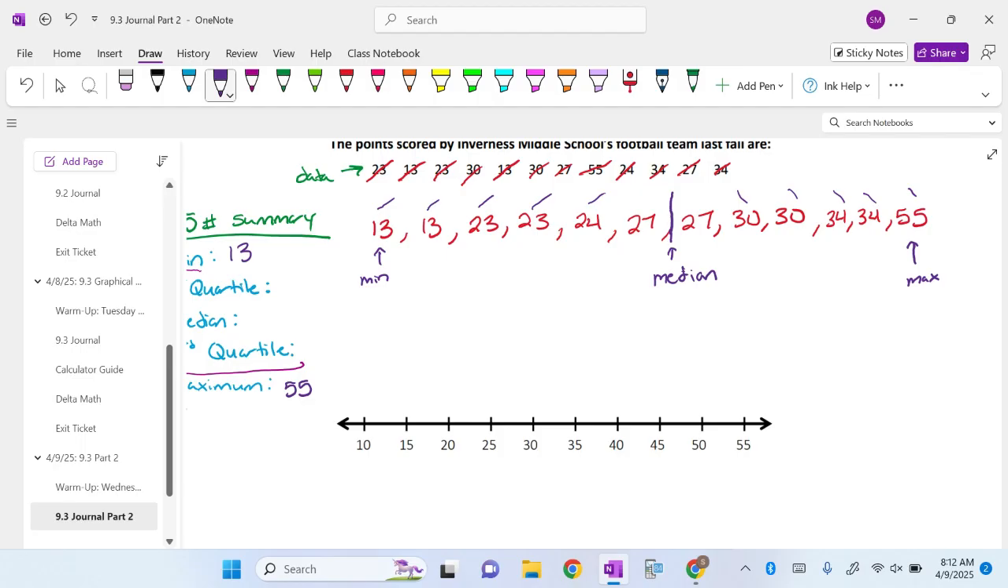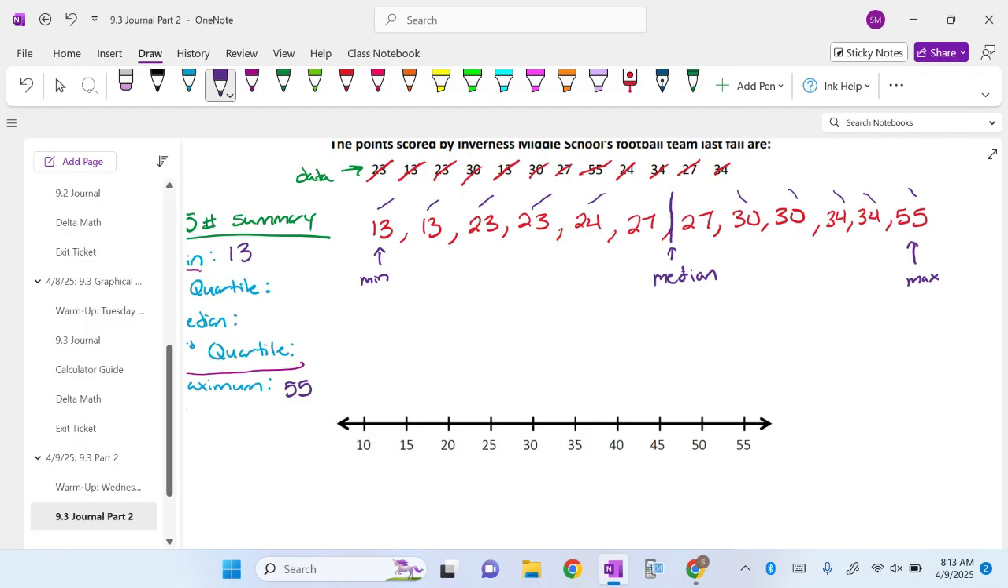What if it was 27, 28? But how would you find it mathematically? What if it was between 27 and 30? Guys, you would take the mean of the two numbers. You would add them together, divide it by 2. That would be the median. You guys remember that? Yes, no, maybe?